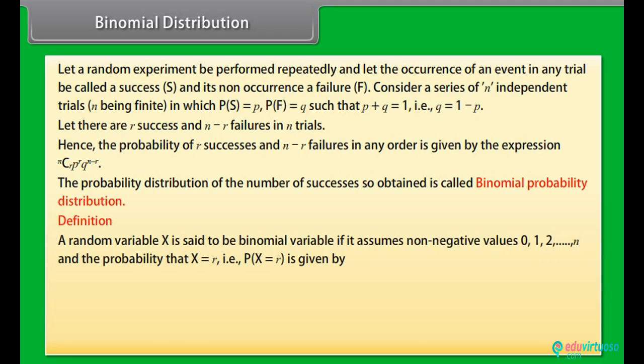Definition. A random variable X is said to be a binomial variable if it assumes non-negative values 0, 1, 2 up to n, and the probability that X is equal to r is given by P(X = r) = nCr p^r q^(n−r), for r = 0, 1, 2, 3 up to n, where nCr = n factorial by (n minus r) factorial into r factorial.